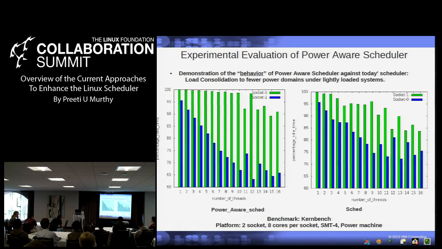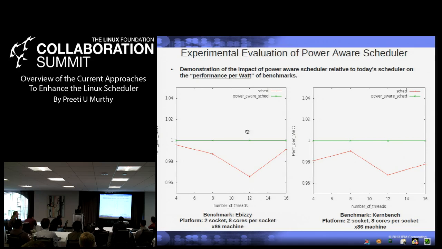So I could see a consistent result in terms of the behavior of the power aware scheduler. It was consolidating the load, so I would expect some amount of power efficiency. The next slide actually showcases this. The left hand side is an ebizzy run on an x86 machine, and the right hand side is a kernbench run on an x86 machine, and I have normalized the behavior against the power aware scheduler. It can be seen that across the number of threads that I have run this benchmark on, the power aware scheduler fares better in terms of power efficiency.